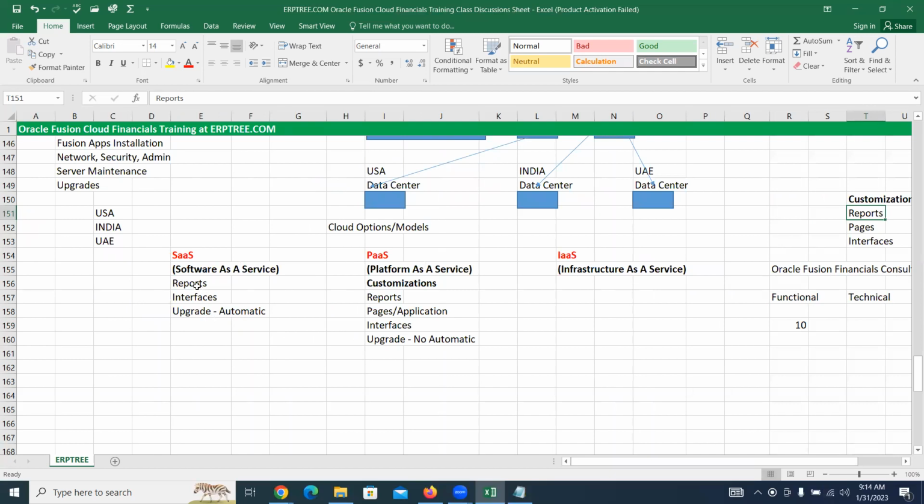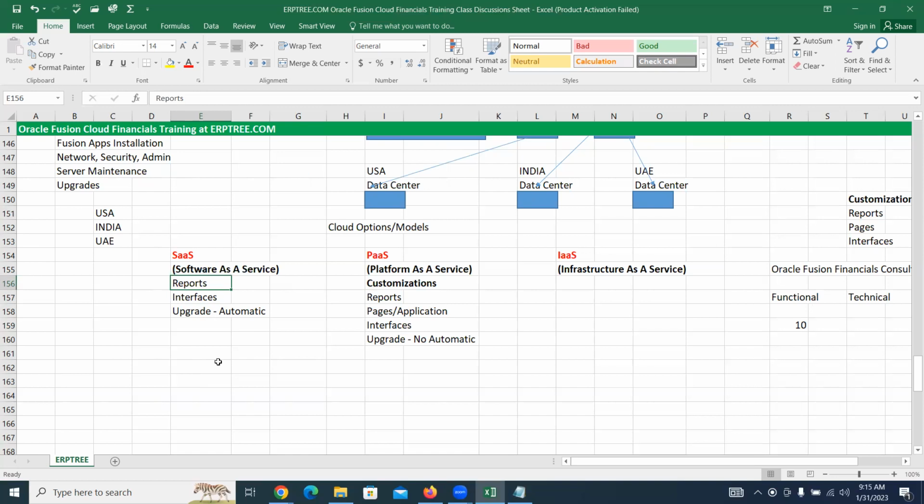You can create reports, interfaces. Interface means to connect one application with another application. We use this interface concept, already we discussed. And reports are allowed. Why reports are allowed? When you create the report, you are not going to disturb the product what Oracle is providing.